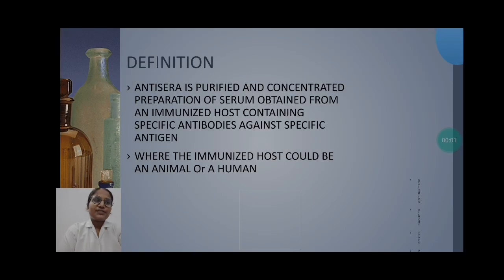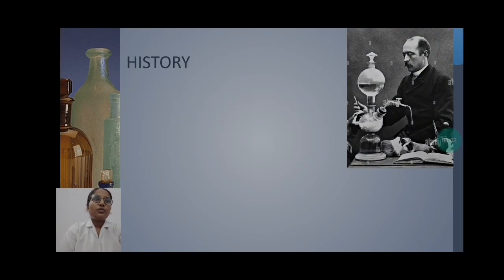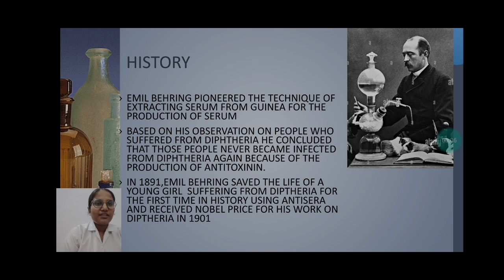Now let's see the discovery of Antisera. So Antisera was discovered by the scientist Emil Behring. Emil Behring was working on diphtheria. While he was working on diphtheria, he found that a person who has already got the infection of diphtheria did not get the infection again. Why was this so? This was because of the production of antibodies against the diphtherial bacteria in that person.